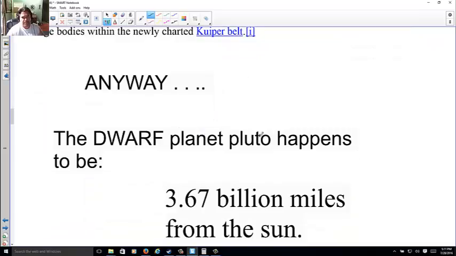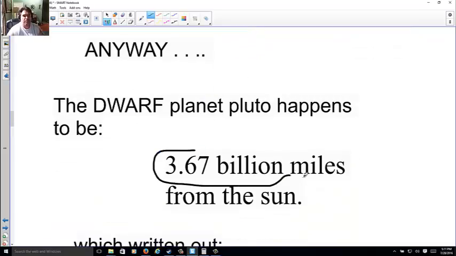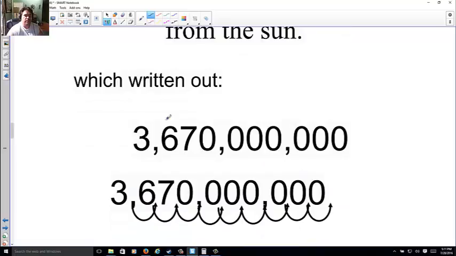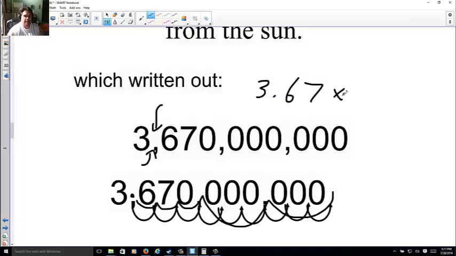Anyway, the dwarf planet Pluto happens to be 3.67 billion miles from the Sun. That'd be a lot of zeros to write. If written out, it would look like this. But what we're going to do is put a dot between the first two numbers, provided the first number is not a 0. So 3.67. Just count how many bumps. Well, here's a trick, by the way. If you go this way, you can count 3, 6, 9. Might be easier than trying to count this way, because you can just count by threes. I'm getting 9, so 3.67 times 10 to the 9th.